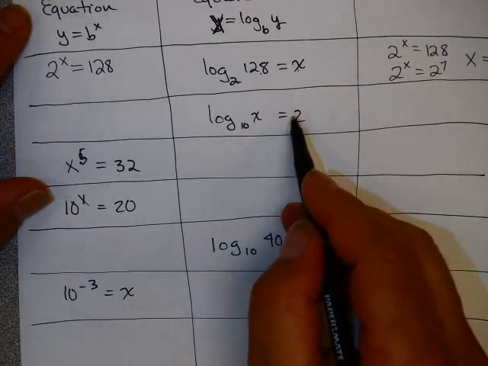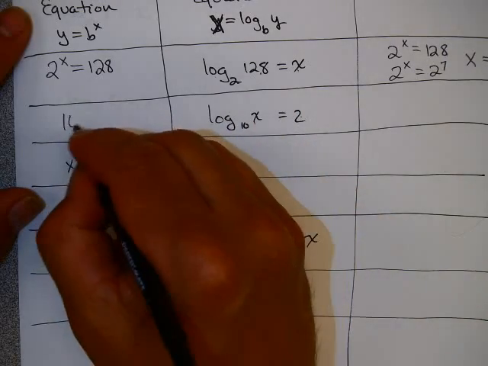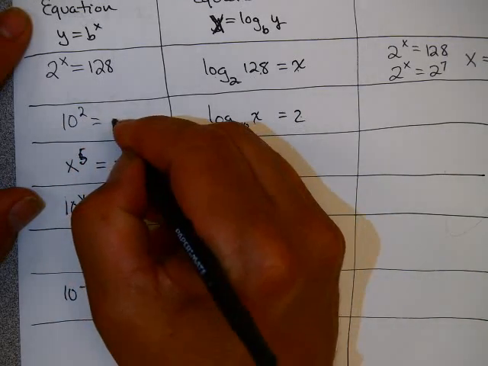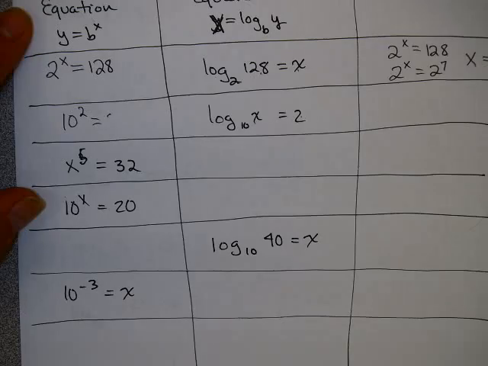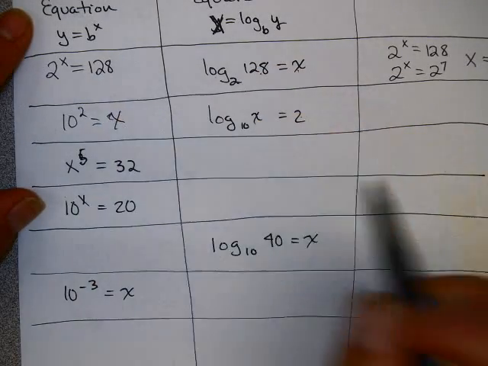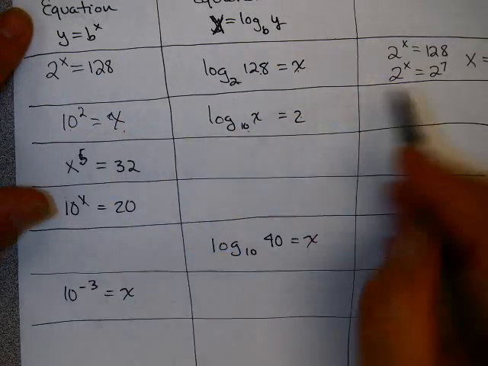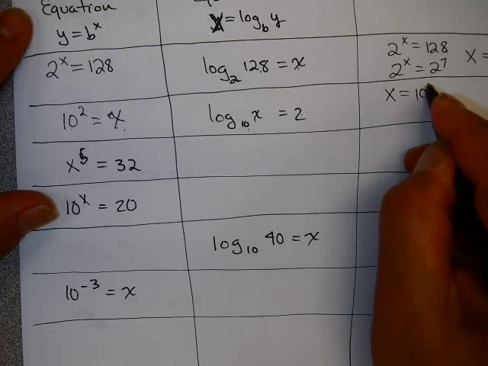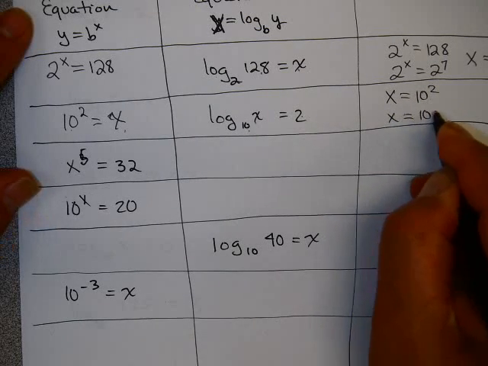Let's look at this one. 10 to the 2nd equals x is my exponential equation. And that's pretty easy to solve. That's just x equals 100.